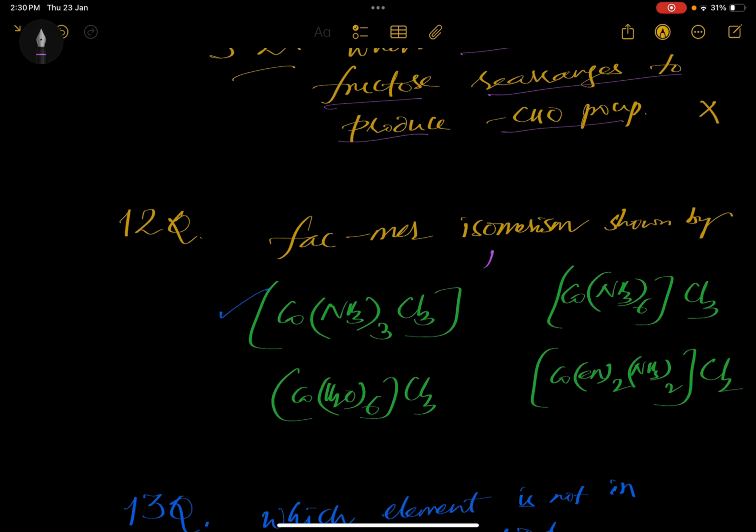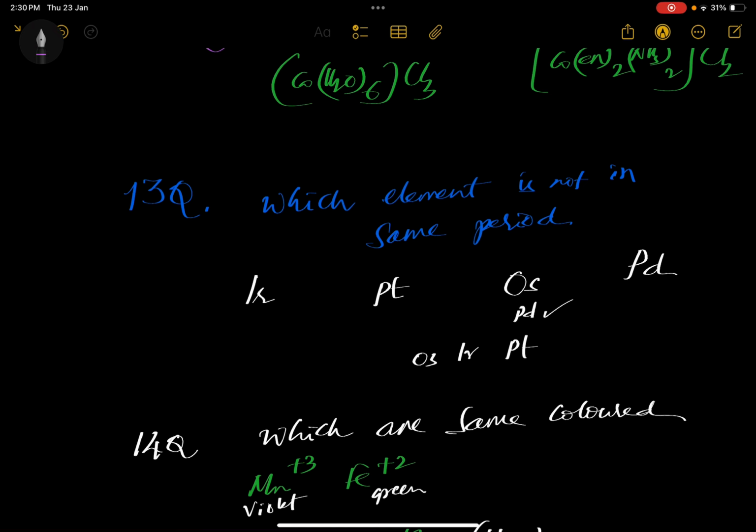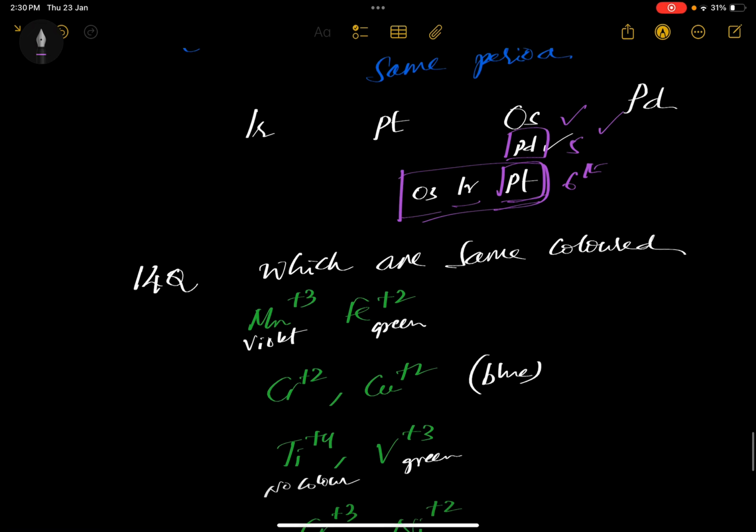Fac isomerism, Ma3b3 type, easiest question of this paper, direct formula. Which element is not in the same period? Okay, now palladium and platinum. Palladium is above, platinum is below. Okay, now nickel, palladium, platinum: nickel is in 4th period, this is in 5th period, this is in 6th period. Osmium, iridium, platinum all belong to 6th, and so this is 5th.